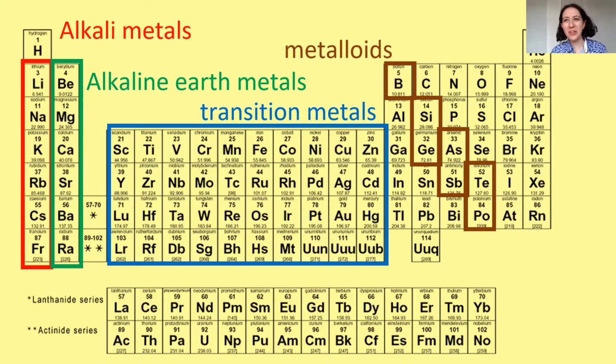And non-metals are kind of the opposite. They're brittle, they're kind of dull, they don't conduct heat or electricity very well. Metalloids are somewhere in between. So we call them metalloids because they're like metals, but not exactly.